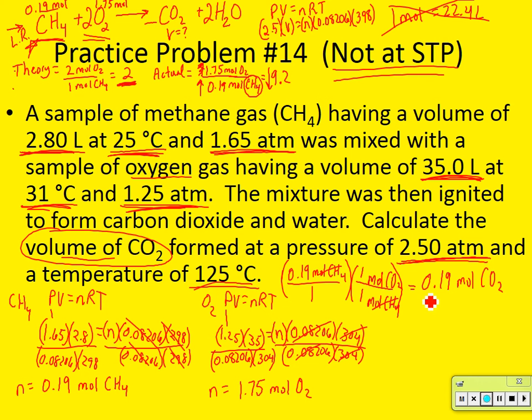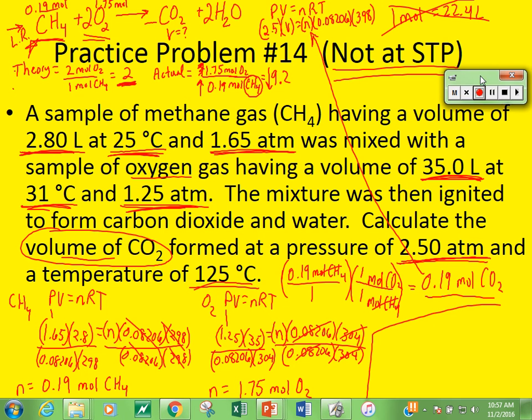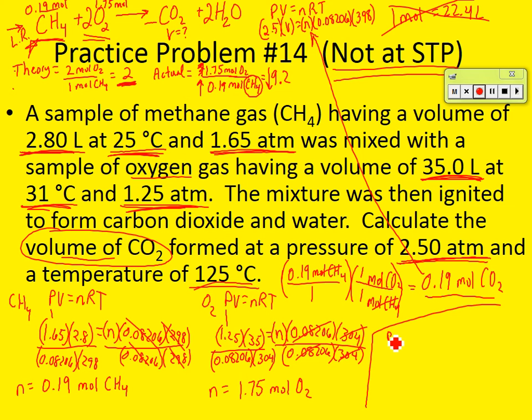Now, can we take this moles of CO2 and plug it in for n right there? Yeah. Okay, let's do that. I'm just going to rewrite it down here though. Let me see if I can create enough space. I'm going to move this out of the way. Okay, so I've got PV equals nRT. Now this is for carbon dioxide. The pressure was 2.5. The volume is what we're looking for.